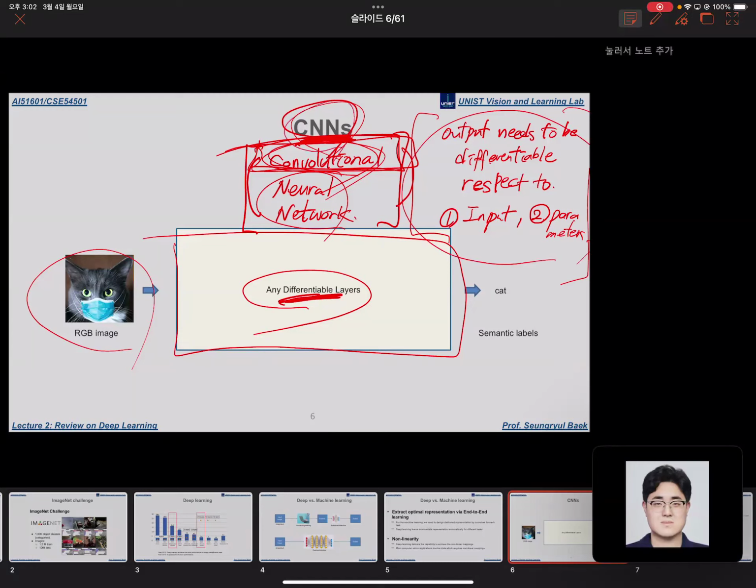And this convolution operation is meeting this condition. At the same time, they are widely used in processing image signals. So they were adopted in this CNN architecture, and it performs well. So people are using that. That's the story.